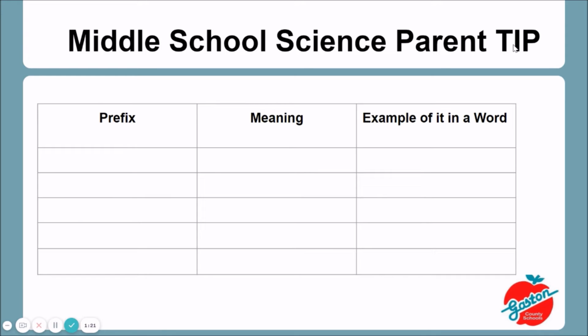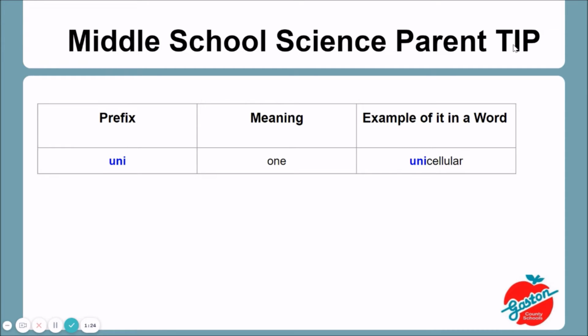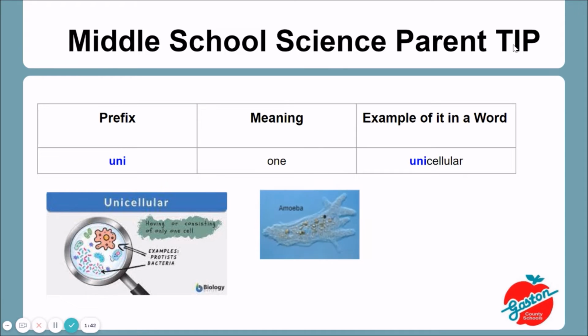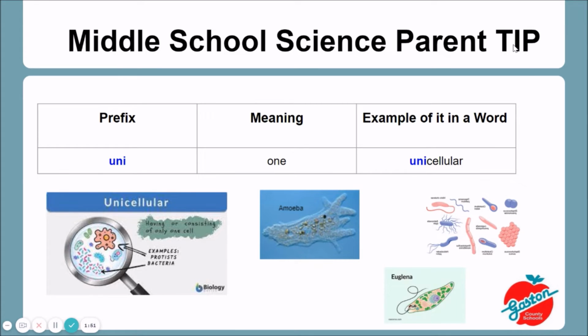Let's start with the prefix uni. Uni means one. An example of a word with the prefix uni is unicellular. But you know I'm a visual person, so let me share with you examples of unicellular organisms. We have protists, like amoeba and euglena. Oh, they look yuck, right? Then we have bacteria. This pic is showing various types of bacteria. All of these organisms are unicellular organisms. That is, they have only one cell.